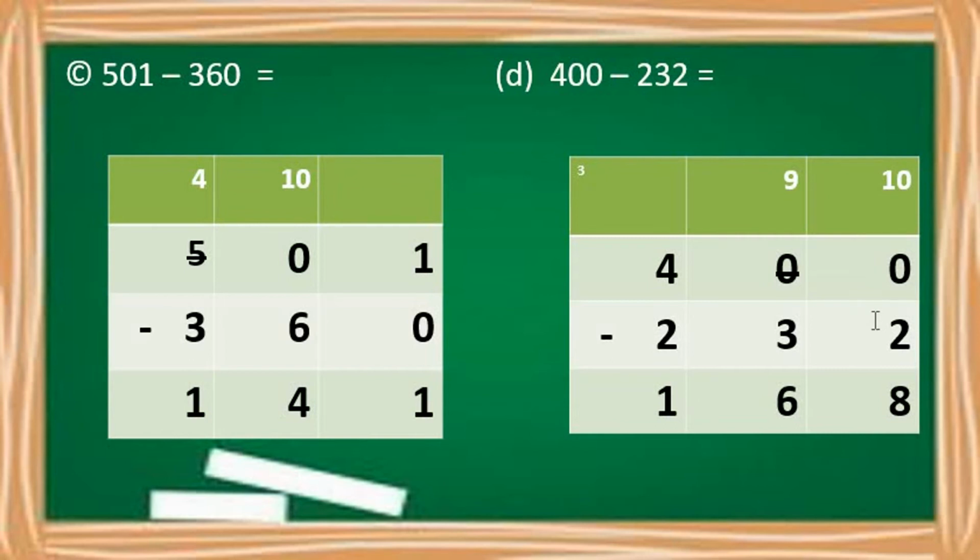10 minus 2. So how many, all students? 8. 10 minus 2 is equal to 8. Then further I cut the number. Because of the 0 here, what are we putting here? We are putting 9 at that time. 9 minus this 3 is equal to how many, all students? 6. 9 minus 3 is equal to 6.